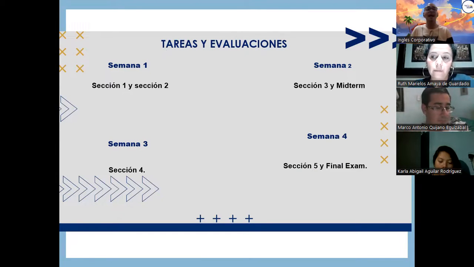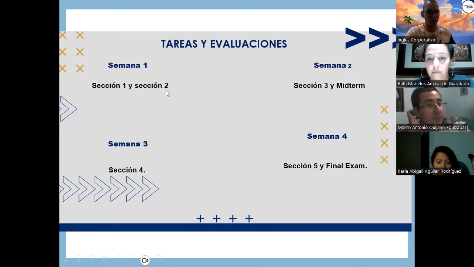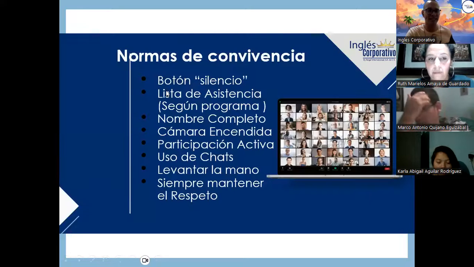In week number one, guys, you are going to work in section number one and section number two. In week number two, you are going to work in section number three, a midterm test. In week number three, you are going to work in section four. And week number four, you are going to complete section five and final exam. So you can finish the process this week. Remember, for Friday, you need to complete section one and two so you can pass the activities without any problem.